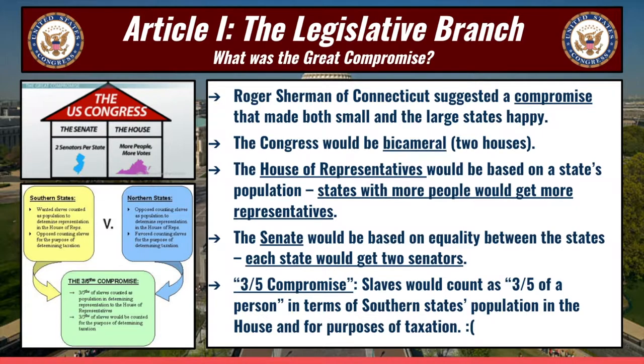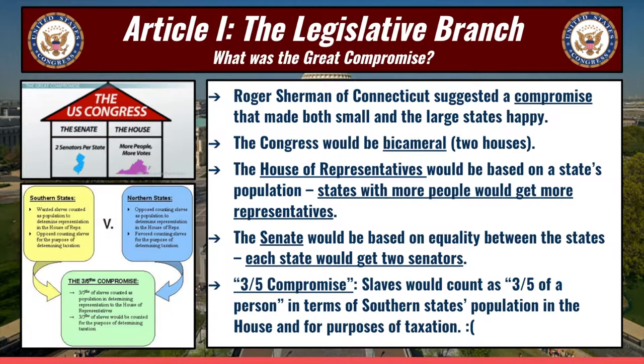Here's the part that gets uncomfortable, but we must discuss it. On the issue of slavery, because the House of Representatives was going to be based on a state's population, the slaves in those states had to be either counted or not counted as part of that state's population to determine how many votes that state would get in the House of Representatives.